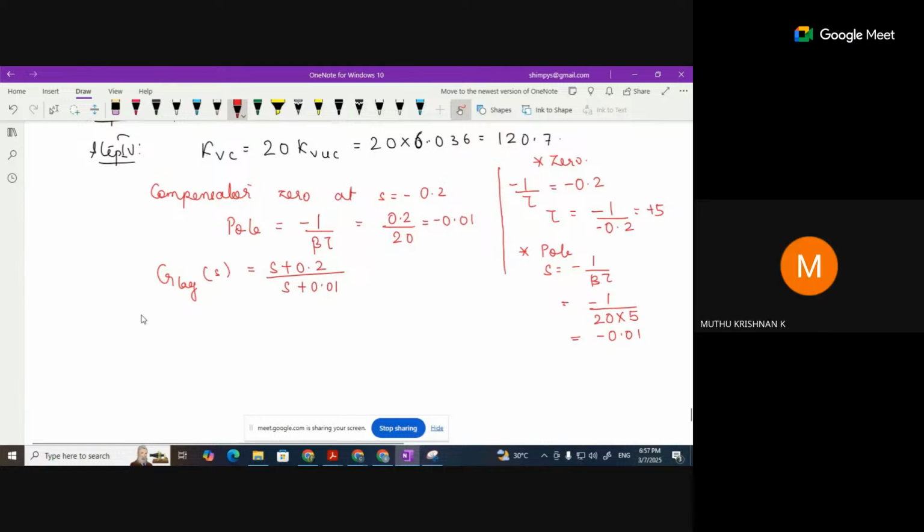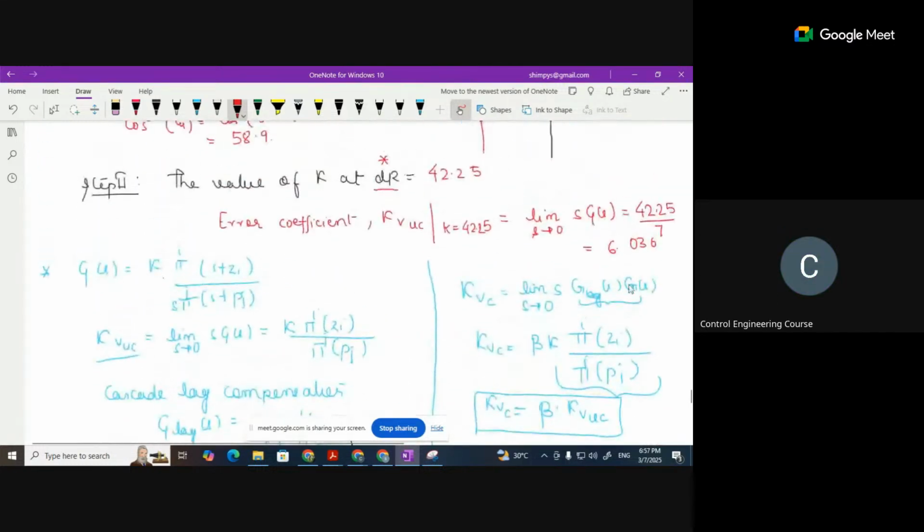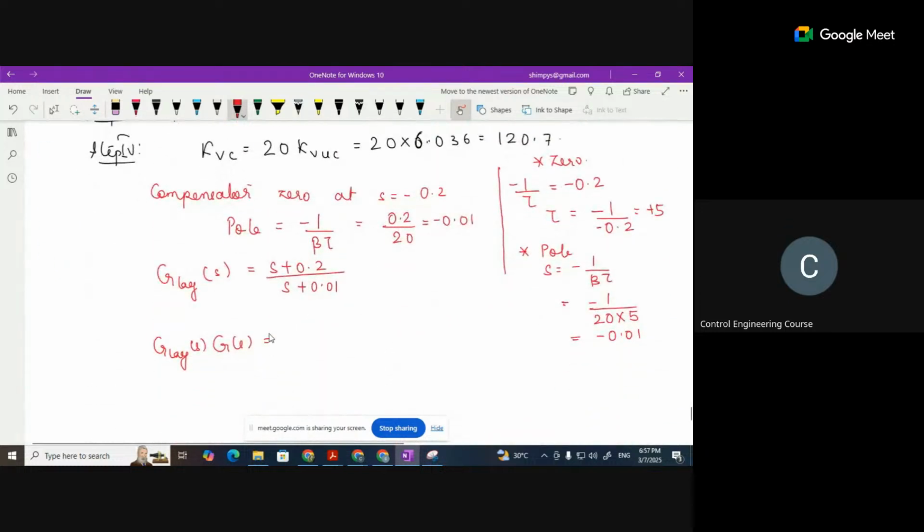So can I now write down G lag(s) G(s) equals K? The value of K we have calculated as 42.25. Then s plus 0.2, which we have obtained here, divided by s, s plus 0.01, s plus 7. Correct?